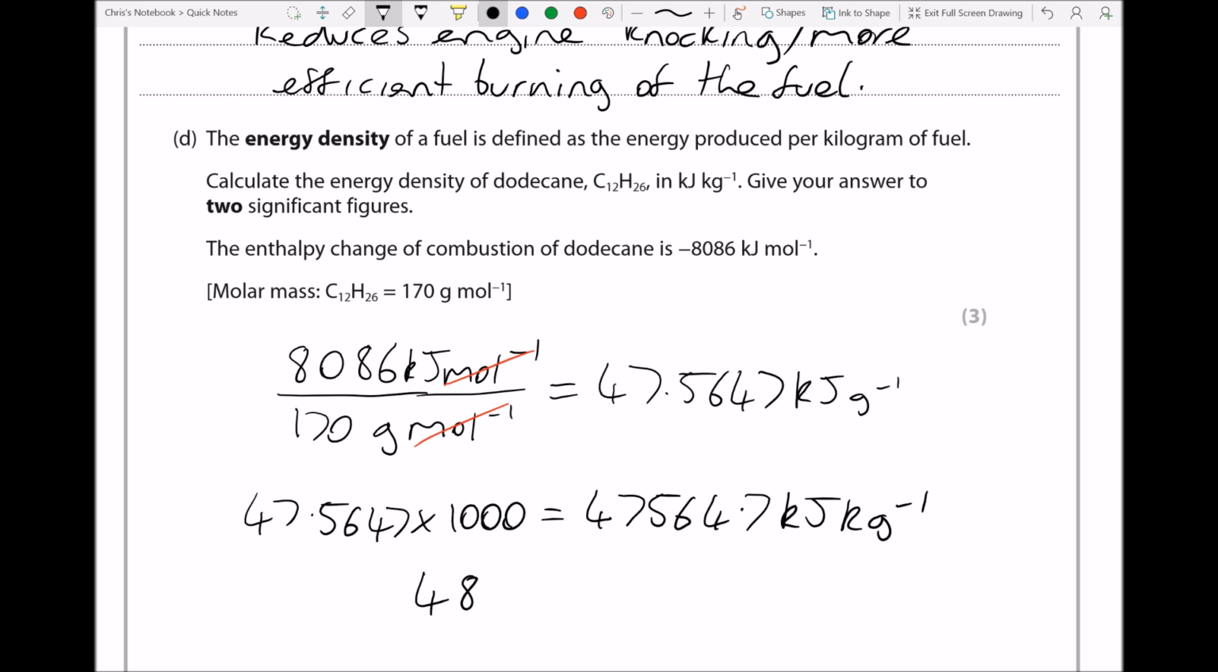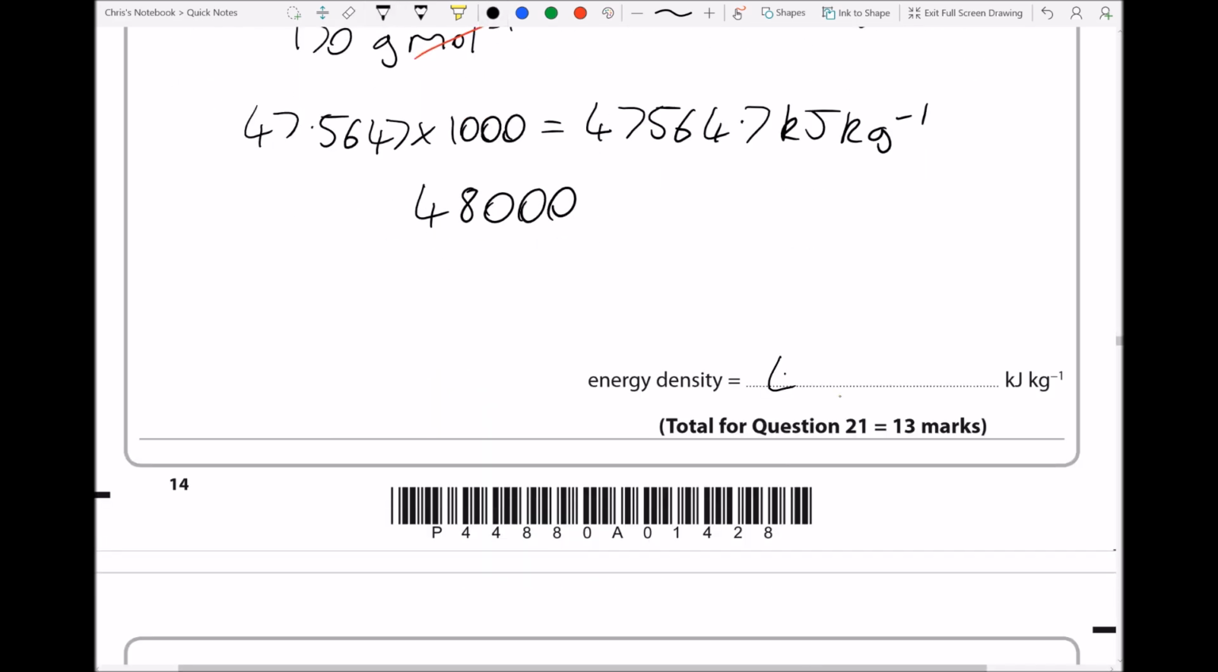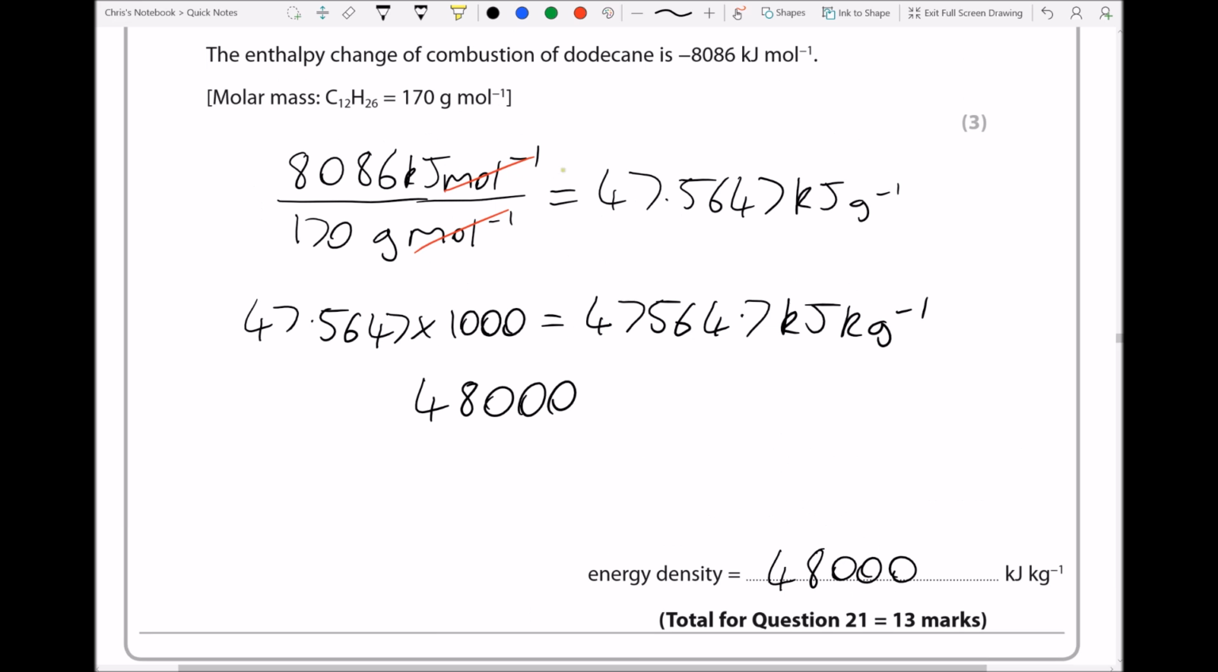So that's just going to be 48000. So let's put that number in there, 48000, and that's kilojoules per kilogram. You get 3 marks for that. You get 1 mark for this answer, 1 mark for multiplying by 1,000, and you get 1 mark for your answer, which must be to two significant figures. If you give your answer like that, although it's right, you lose the final mark because they did ask for two significant figures. So you get 13 marks in total for question 21.